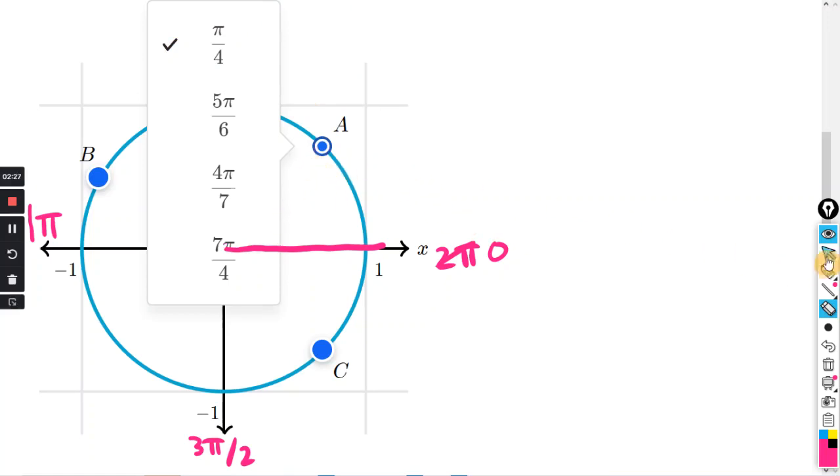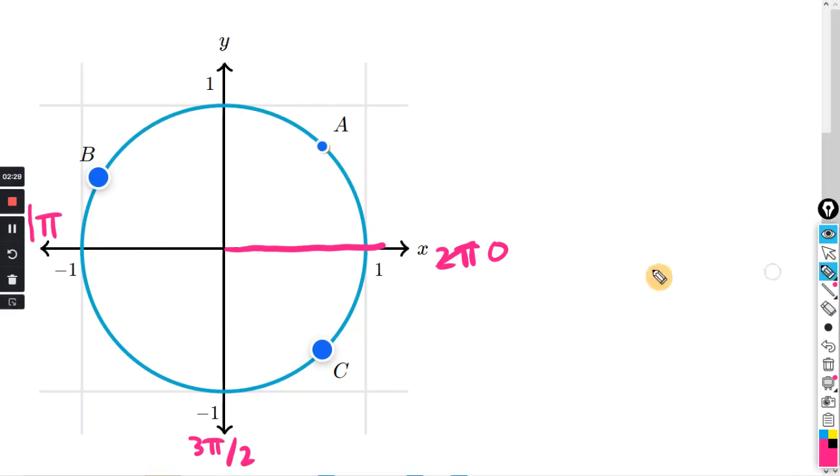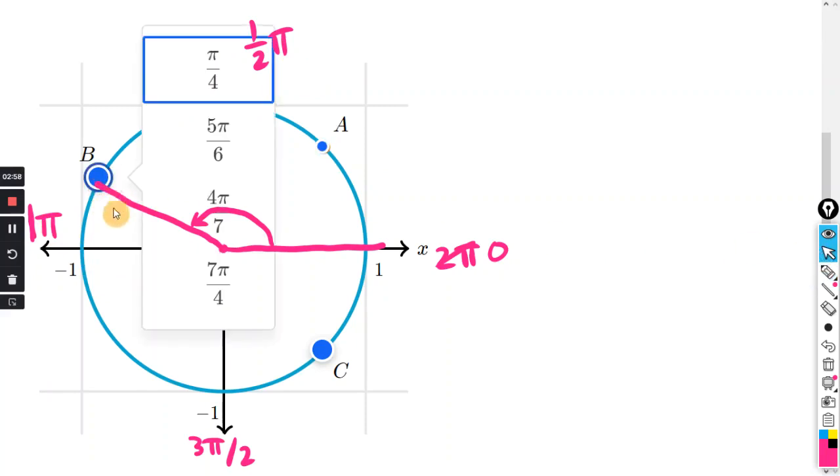Okay, now we're going to do the next point. We're going to draw from the origin a radius to that point. So we're traveling all the way from here to here. We went past 1/2 pi, but we didn't go all the way to 1 pi. So it's going to be in between 1/2 pi and 1 pi. Let's see. It's either going to be 5 over 6 pi or 4 over 7 pi.